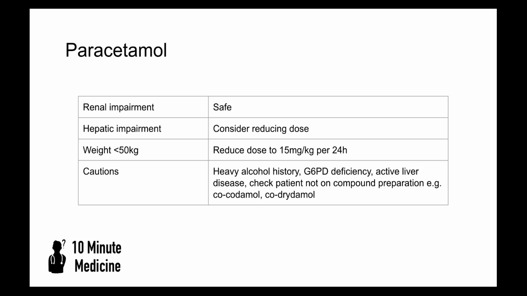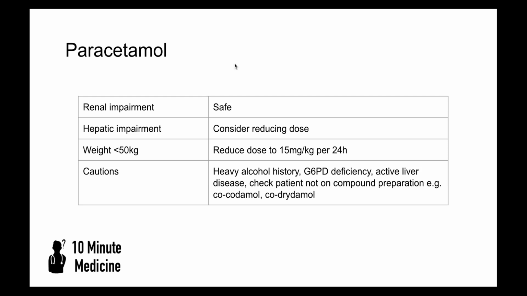Paracetamol is usually safe to use in renal impairment, but you'd consider reducing the dose in hepatic impairment. If someone weighs less than 50 kilos, which does happen in hospital in frail ladies and young people, or children of course, reduce the dose to 15 mg per kilo per 24 hours.